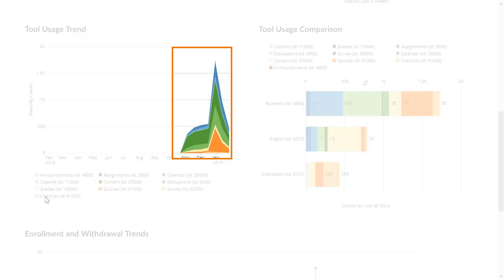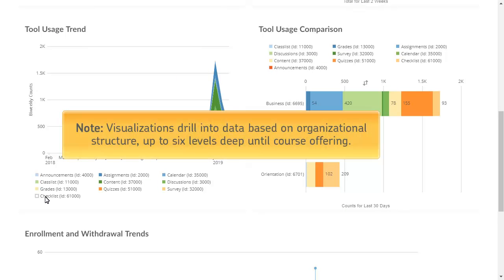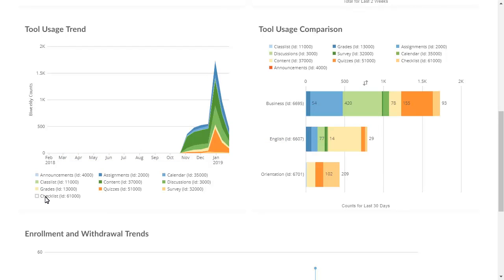Click on a single tool in the visualization to view more details about its use. Note, visualizations drill into data based on organizational structure, up to 6 levels deep until course offering. For this example, click Content.